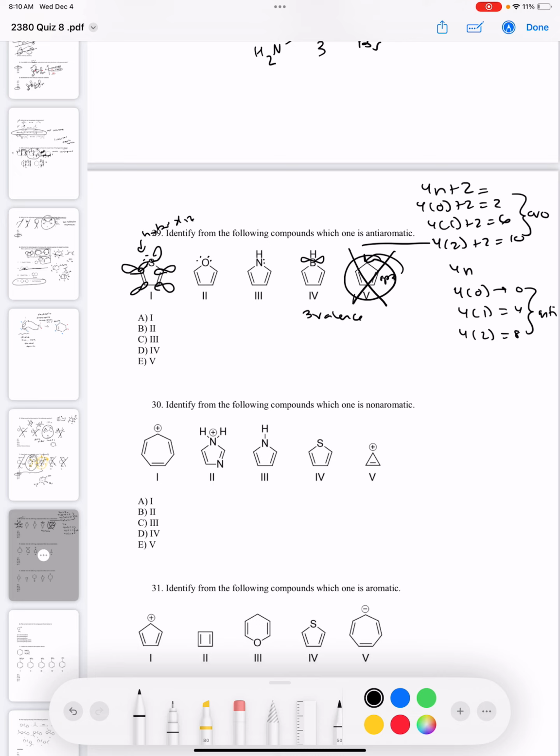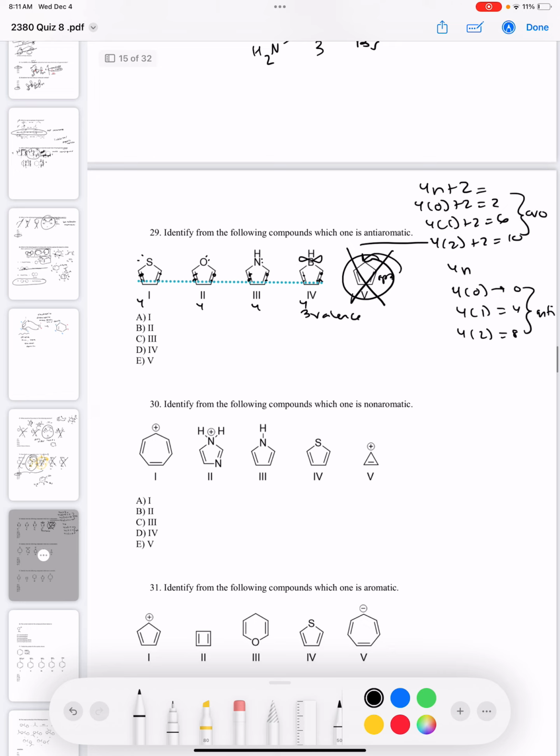Lone pairs are tricky. Double bonds are easy to tell how many pi electrons: each double bond contributes 2. So there's 1, 2, 3, 4 here, 1, 2, 3, 4 here, and so on. So each of these gets 4 electrons from the bonds, and then we have to look at the lone pairs. Only one lone pair can contribute, and the other one will hybridize.